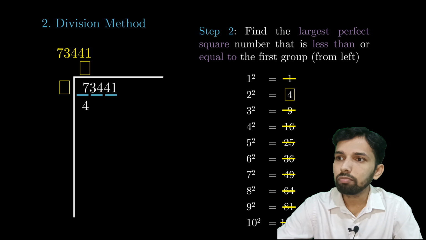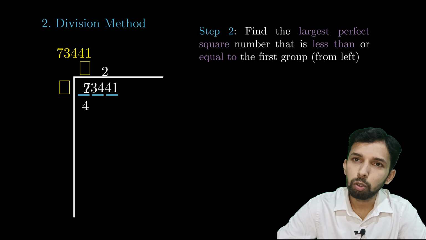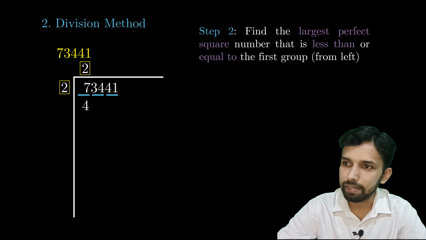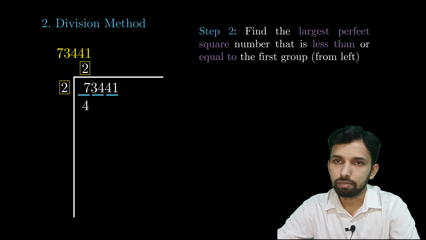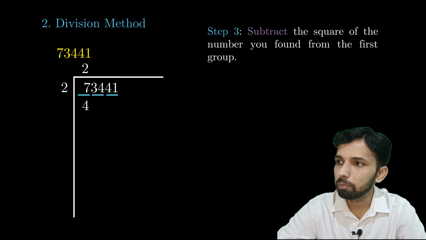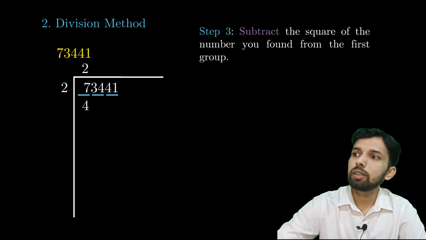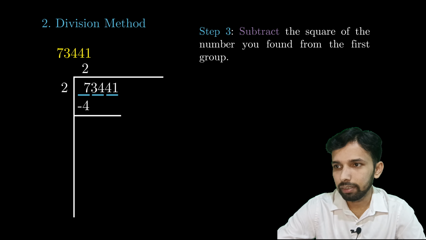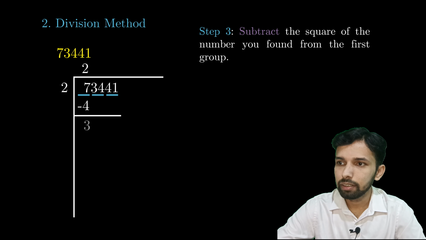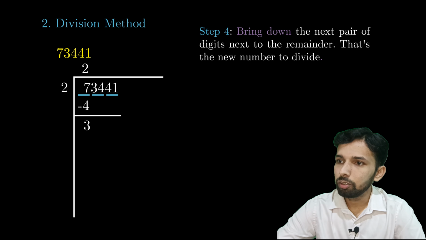Now, if we want 4 there, what do we need in those 2 boxes? So that's 2. Yes, you got it right. So 2 times 2 is 4. That's step 2. We have completed step 2. Fine. Step 3. Subtract the square of the number that you found from the first group, right? We'll subtract it. 7 minus 4, 3. Fairly simple, right? After subtraction, you will get 3.